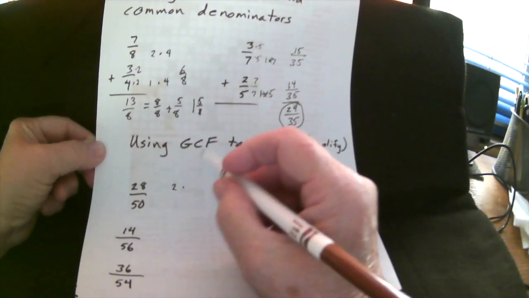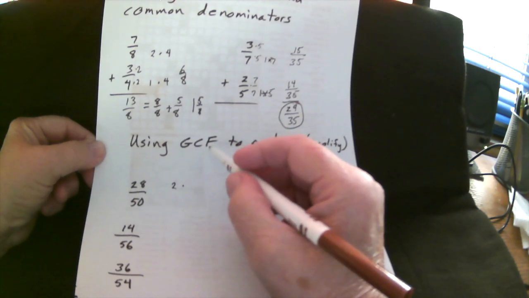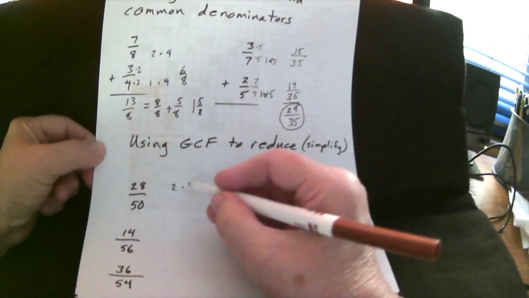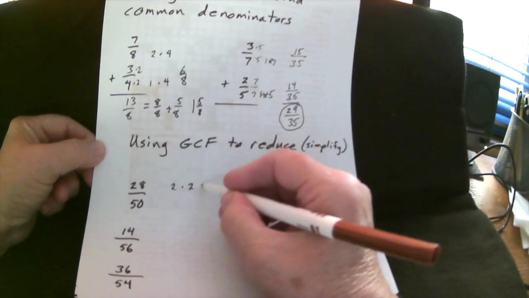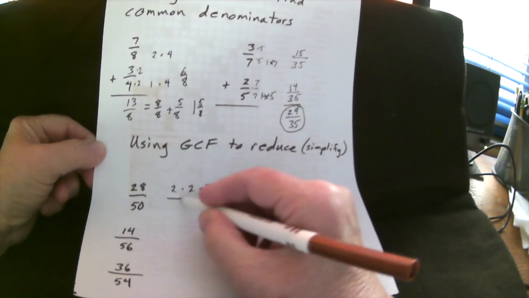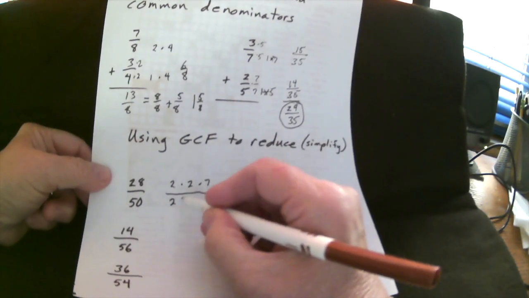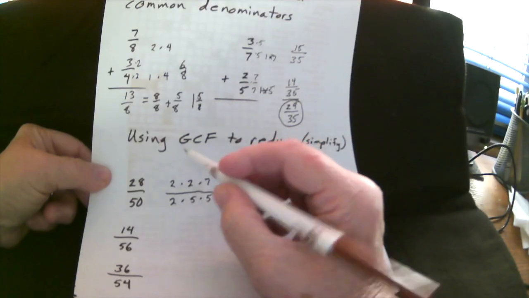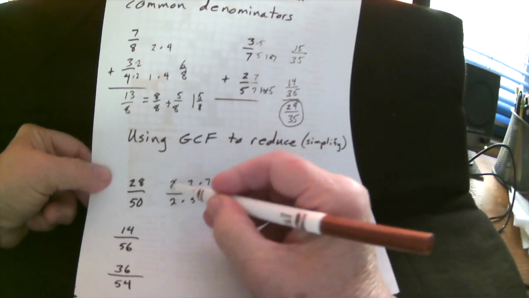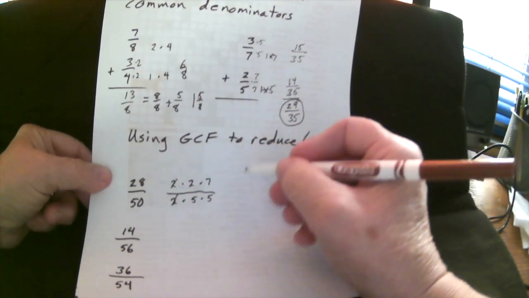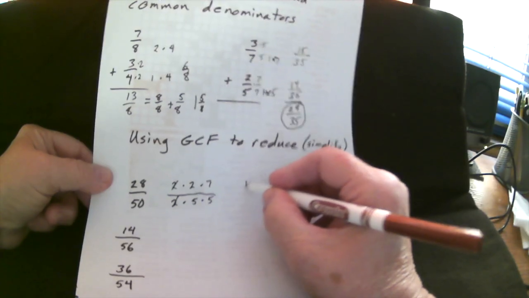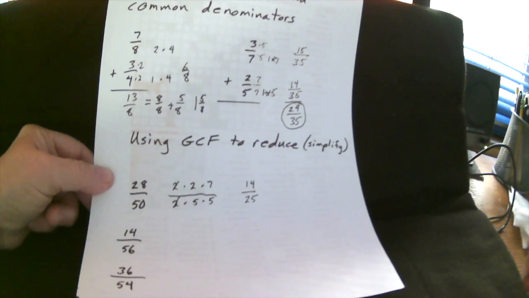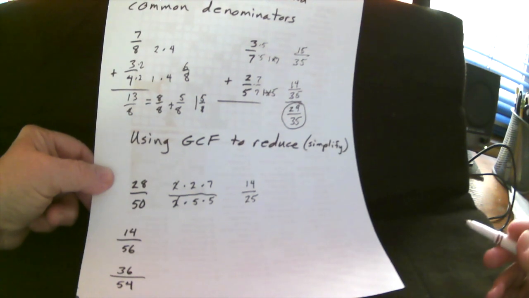We can use the greatest common factor to simplify fractions. 28 fiftieths, 2 times 2 times 7, over 2 times 5 times 5. So we know that those will cancel. So our simplified answer will be 14 over 25. And that is our simplest answer.